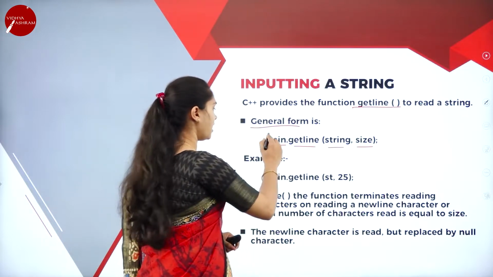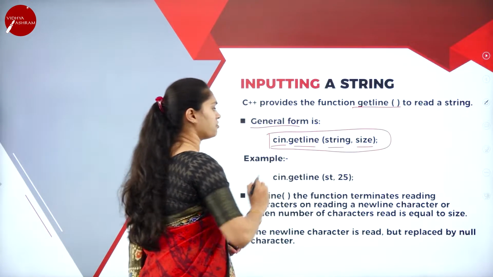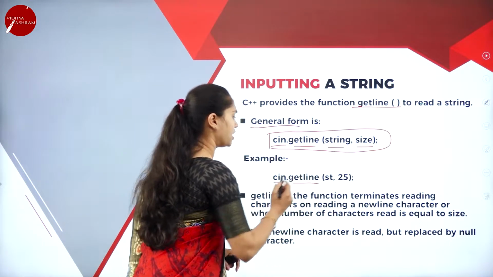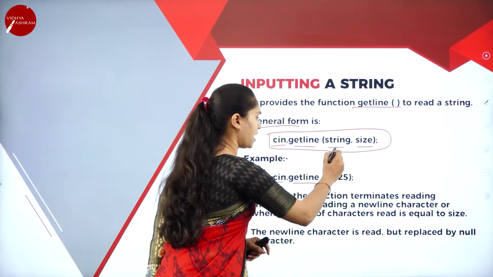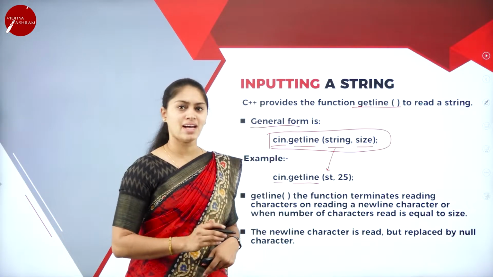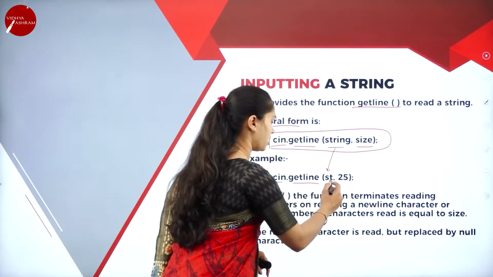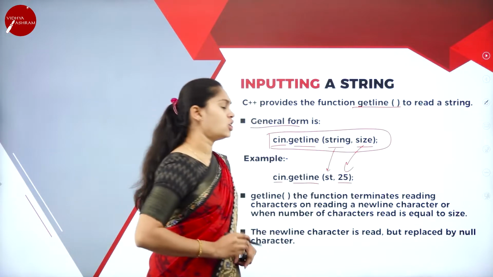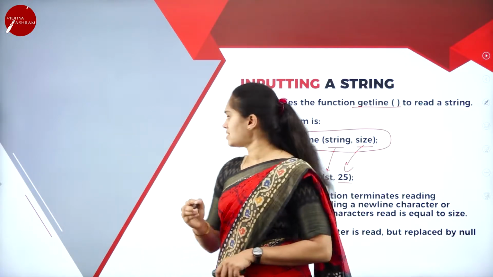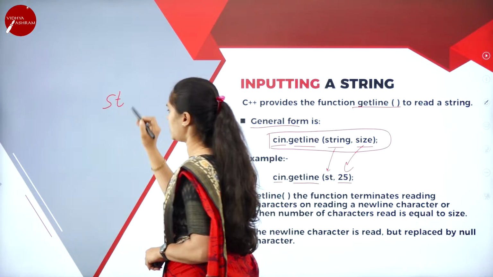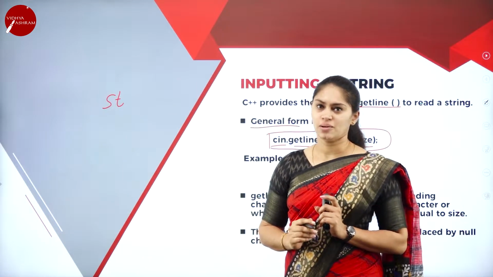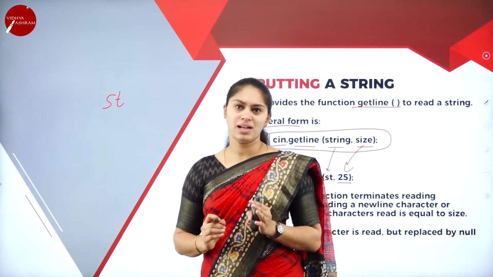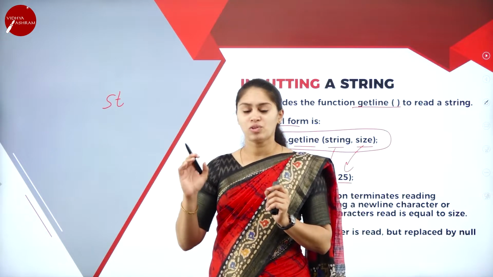So what is the general syntax? cin dot getline of string comma size. Let's see an example: cin dot getline of st. The string name I am giving is st. After the comma, the size I am mentioning is 25. What does it mean? This st has the capability to hold up to 25 characters. It doesn't mean that you have to give all 25 characters, but it has the ability to hold up to 25 characters.